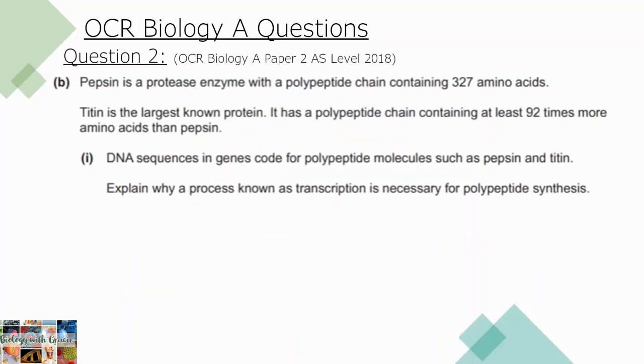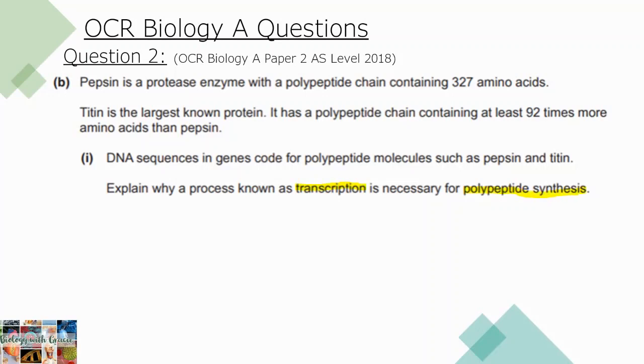Question 2. Pepsin is a protease enzyme with a polypeptide chain containing 327 amino acids. Titin is the largest known protein. It has a polypeptide chain containing at least 92 times more amino acids than pepsin. DNA sequences in genes code for polypeptide molecules such as pepsin and titin. Explain why a process known as transcription is necessary for polypeptide synthesis. So this is asking us about the importance of transcription in protein synthesis and why it actually occurs.